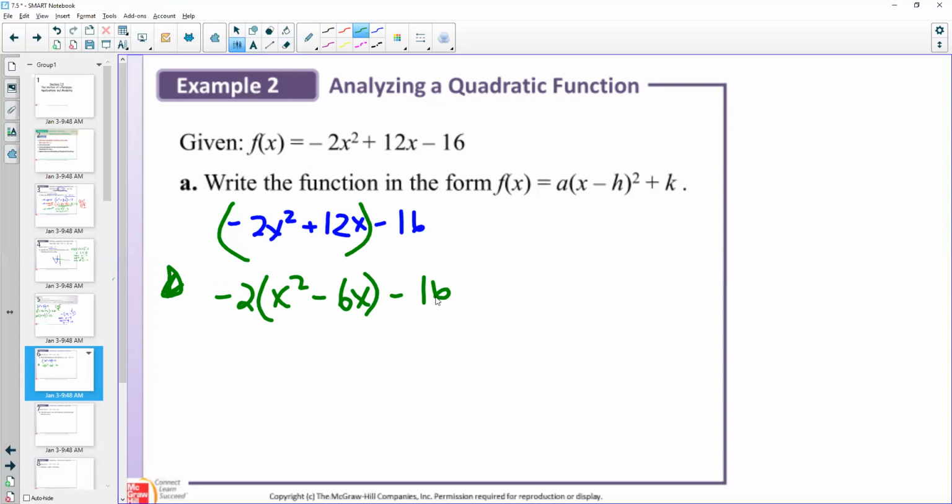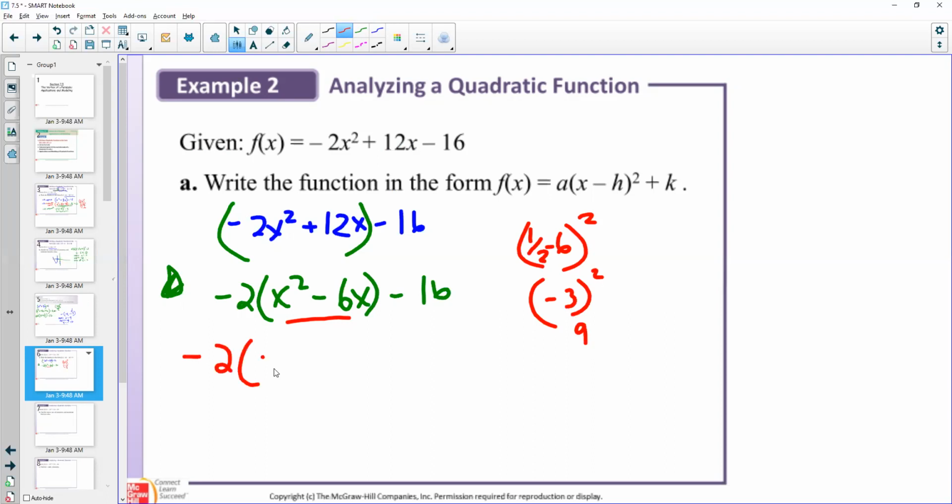Now I'm going to complete the square inside my parentheses, just like I've been doing. So half of -6 squared: half of -6 is -3, -3 squared is 9. I'm going to add 9 inside the parentheses. And here's the trick. If I were to distribute the -2 to the 9, I'd have an 18. So that 9 is actually being doubled by this -2 outside the parentheses.